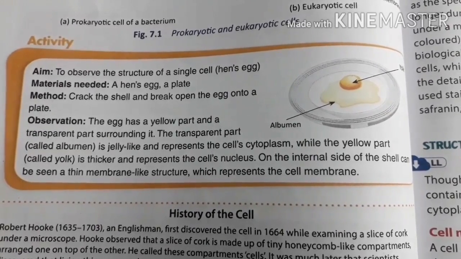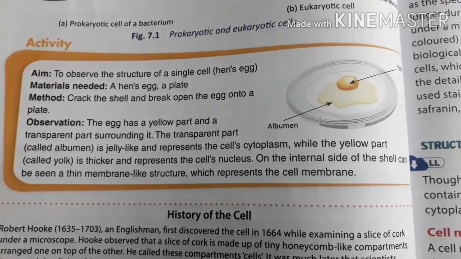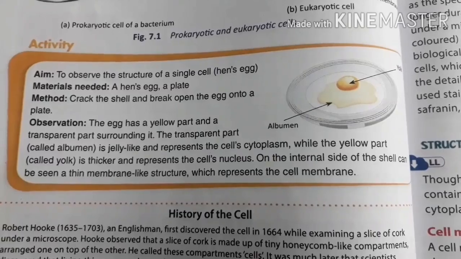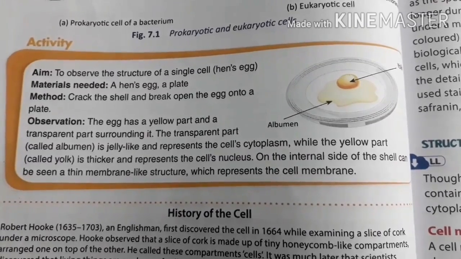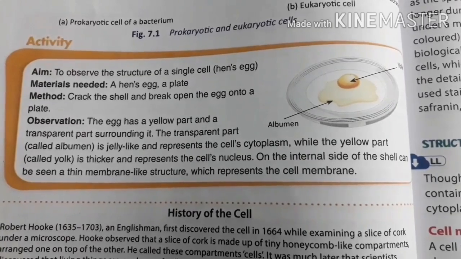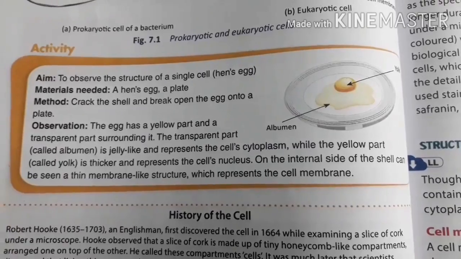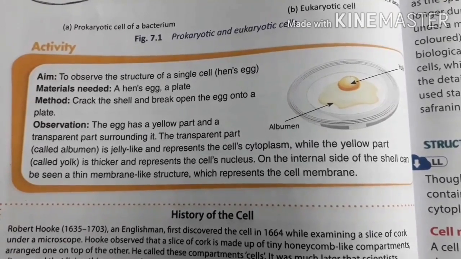On the internal side of the cell can be seen a thin membrane-like structure which represents the cell membrane. So this is called the cell membrane. You have to imagine a cell like an egg.